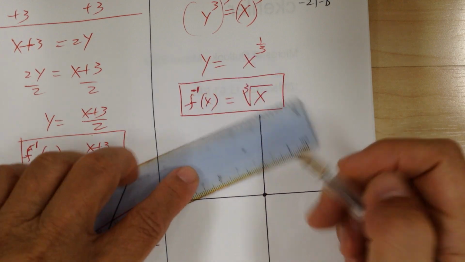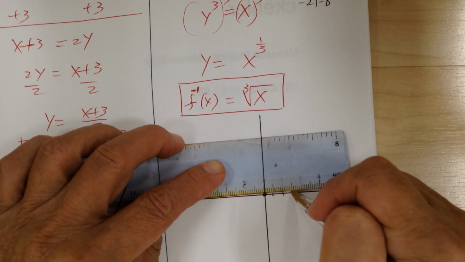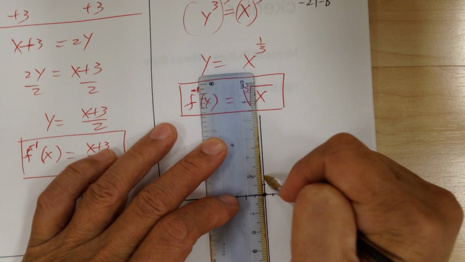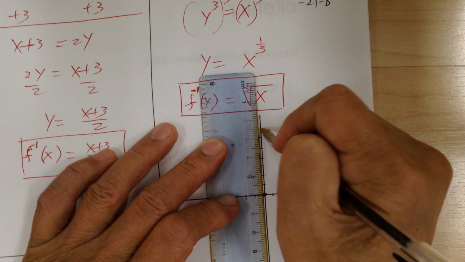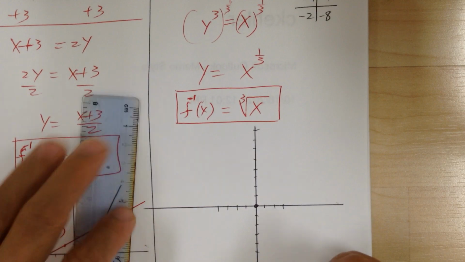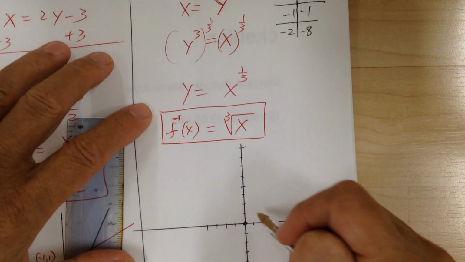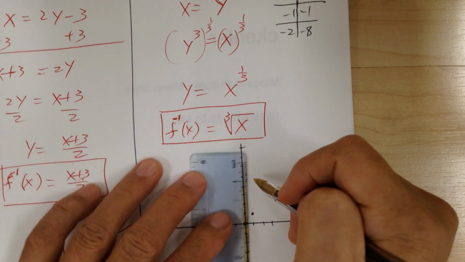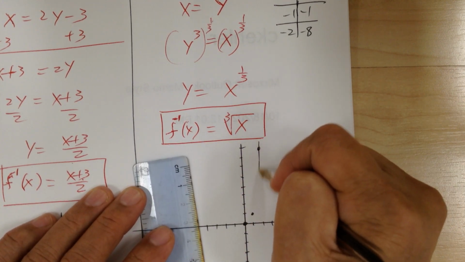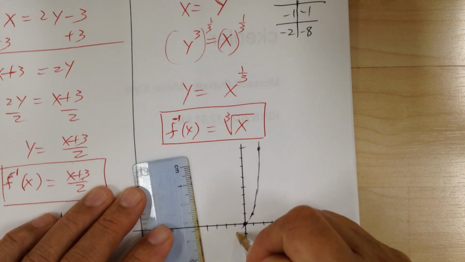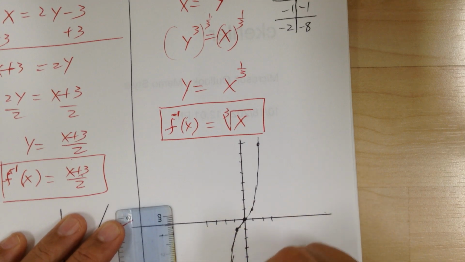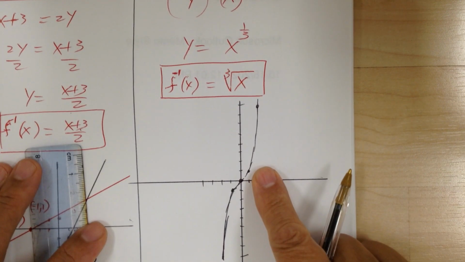So 0, 0, that's over here. Then you got 1, 1, and then 2, 8. Okay, so your graph is going to look something like this. And you got negative 1 and negative 8 right over here. So that's your original graph.